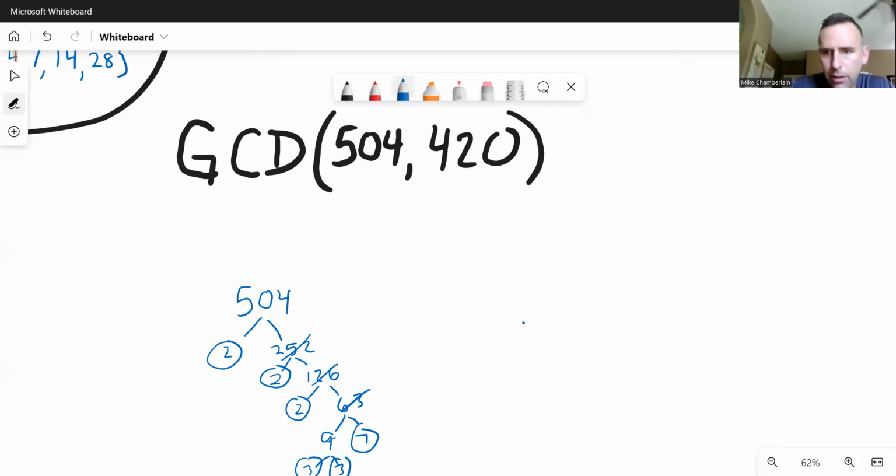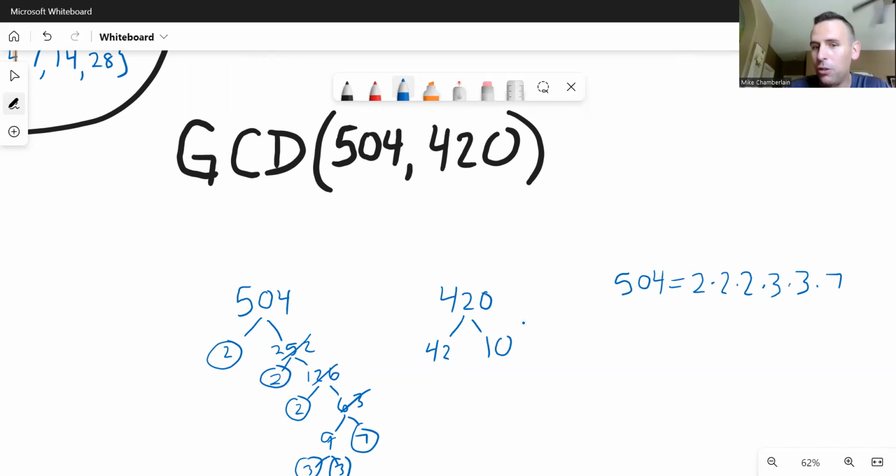504 is, I'm going to write it on this side of the screen, made up of, if you count them, there's 1, 2, 3 twos, okay? 2 threes and a 7. Now we're going to do the same thing with 420. I noticed that this one ends in 0, and I remember from the years gone by that 42 times 10 would make that. So that was helpful.